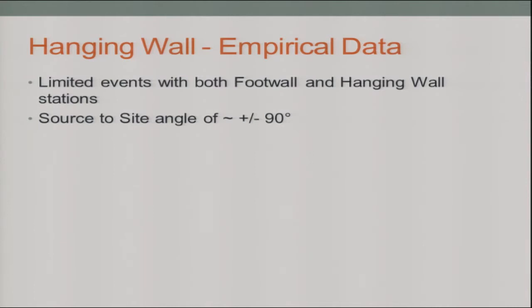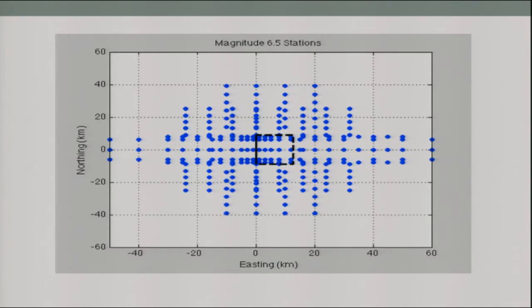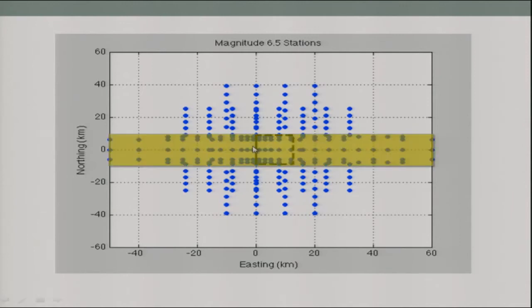We limited it to both the footwall and the hanging wall and the stations that had a source-to-site angle of plus or minus 90 degrees. And what I mean by that is, if you take a look at where the stations are, this is a station map. Let's say that this is the surface trace of the fault. This is the fault, because it's a reverse fault. This is at depth. If it's minus 90 degrees, it's in this direction. If it's plus, it's in this direction. So we're really looking for what stations do we have that are in the plus and minus 90 degree area.